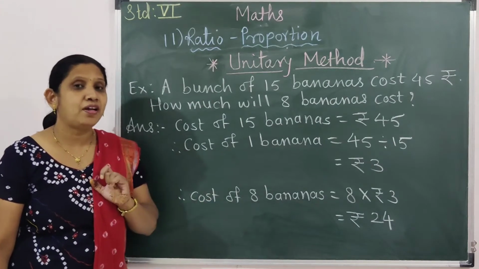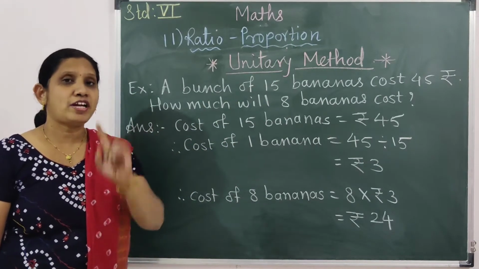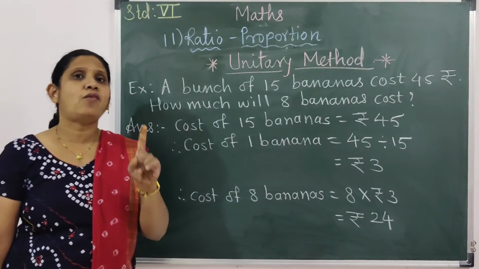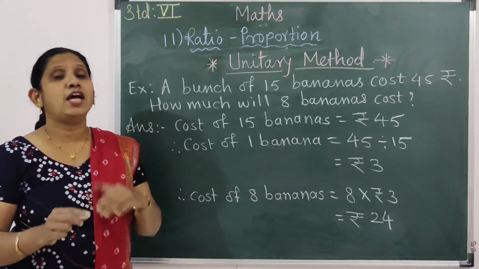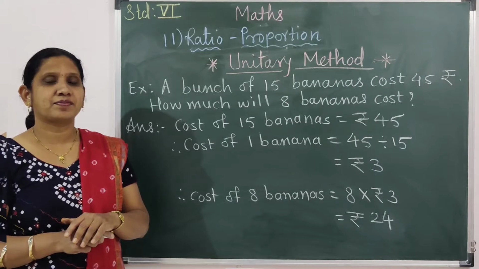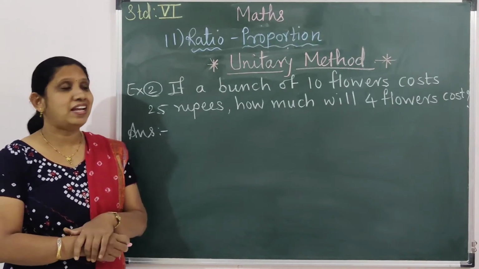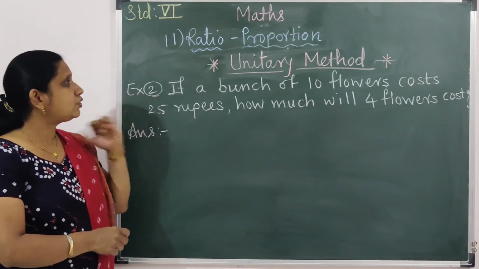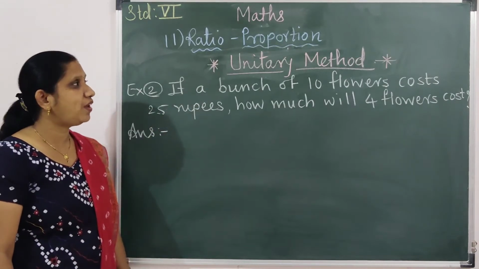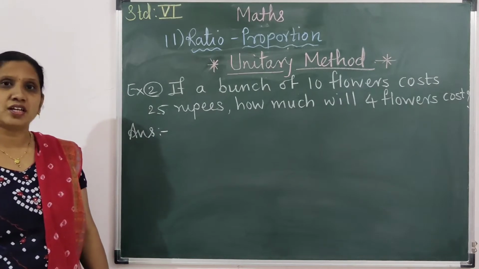If in the example we are given the value of many objects, from that always find the value for one object, and once we get the value for one object, it is very easy to find the value for many objects. Is it clear? Students, to understand this concept very well, let us solve one more example. See the question. If a bunch of 10 flowers costs 25 rupees, how much will 4 flowers cost?